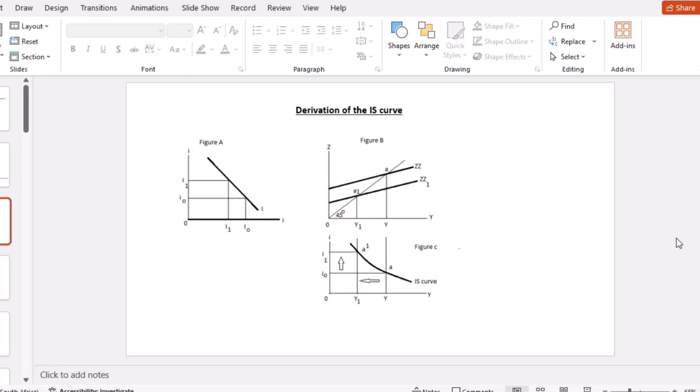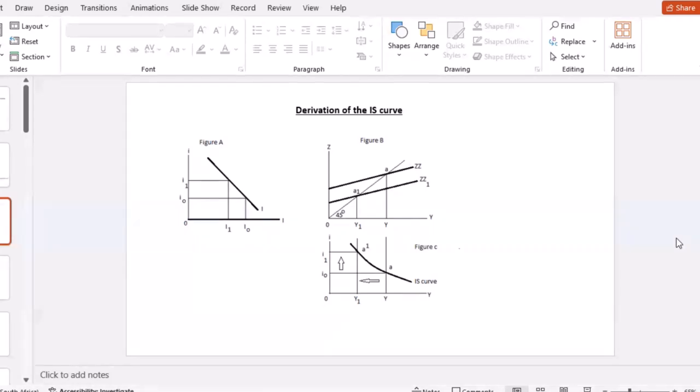It relates to the goods market. Combinations of interest rates and levels of income and output where the goods market is in equilibrium. That would tell you that this involves the IS curve, right? You also need to note that the curve represents the goods market, and that at any point on the IS curve, goods market equilibrium exists.